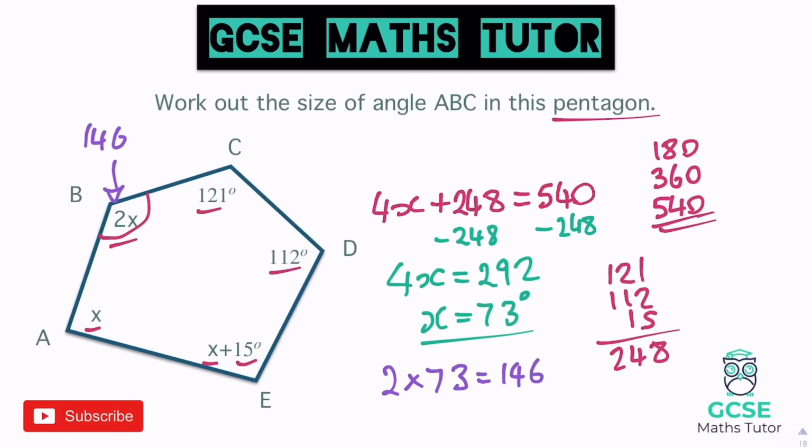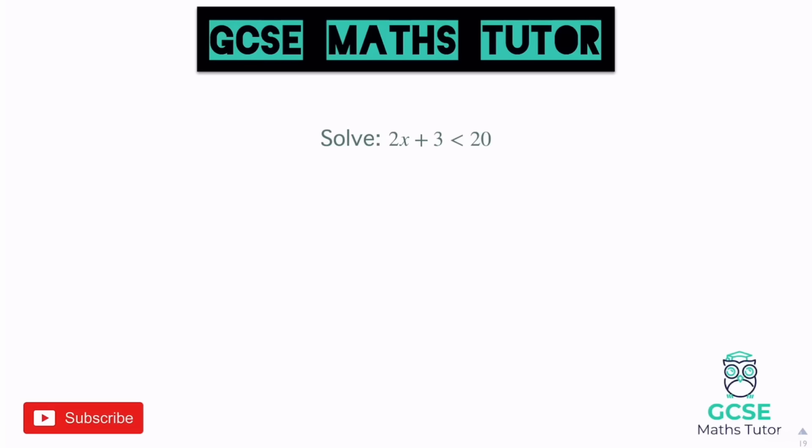Again, we could work out any of these, we would know that that one now is 73. And x plus 15 down the bottom here would be 73 plus 15, which would be 88. And if you add those all up, just to double check, you will get 540 degrees, but our final answer there is 146 degrees. Okay, so a nice quick one here, solving an inequality.